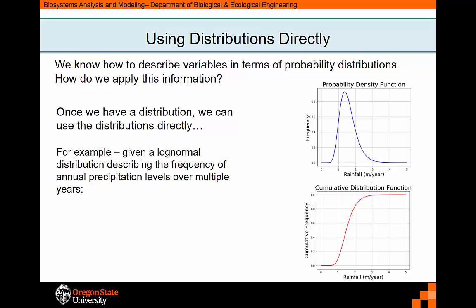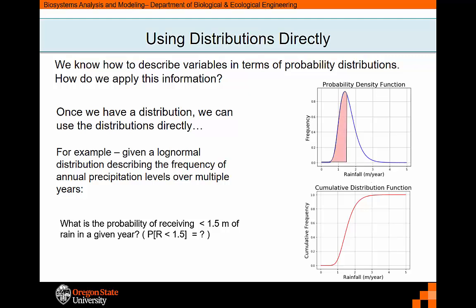Once we have a distribution defined and parameterized, what can we do with it? One thing we can do is use the distribution to answer specific questions about the random variable the distribution describes. For example, suppose we have parameterized a log-normal distribution for describing the frequency of observing annual precipitation amounts over a multi-year observational dataset. With the fitted distribution, we can answer questions like, what is the probability of less than 1.5 meters of rain in a given year? Referring to the PDF shown in the upper right, this is really asking, what portion of the area under the PDF is to the left of 1.5?